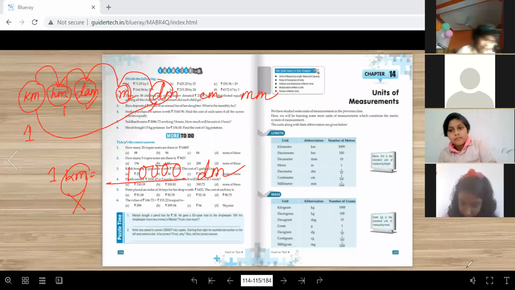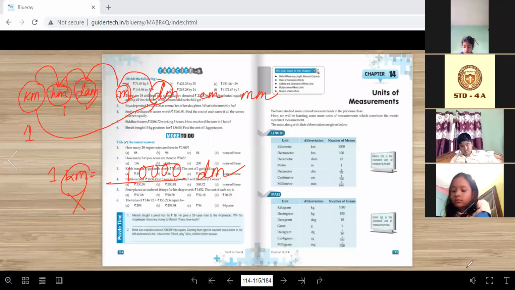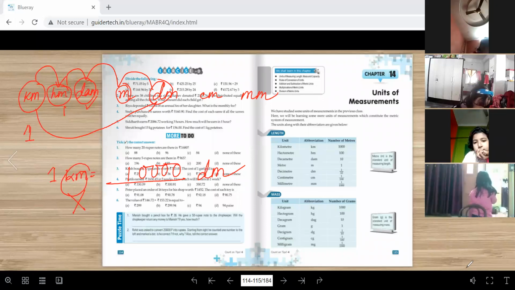Sushnata, Oishi, Ushali, Vahia, Sharanya, is it clear? Are you doing the class, Sharanya?